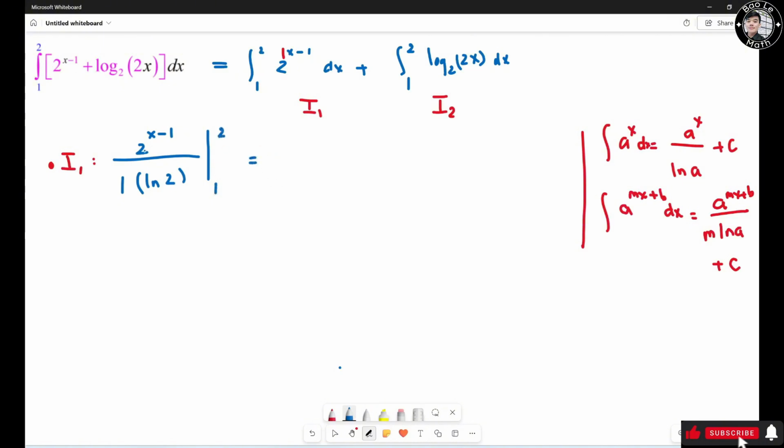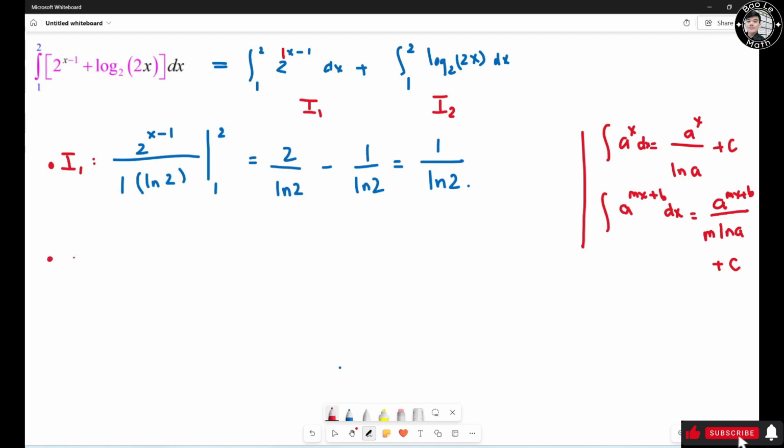So you have 2 to the power of 2 minus 1, which is going to be 1 over natural log of 2, minus, when you substitute 1 over here, it's going to be 0. So 2 to the power of 0 is going to be 1. So it's going to be 1 over natural log of 2. So you subtract this one, it's going to be 1 over natural log of 2, right?